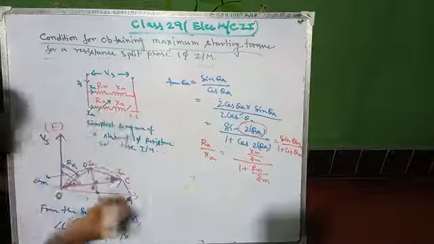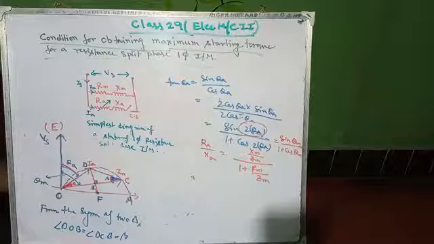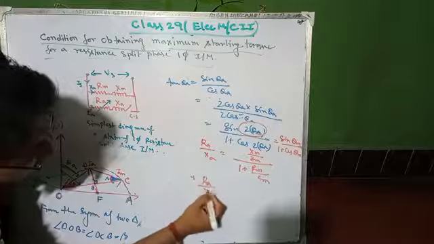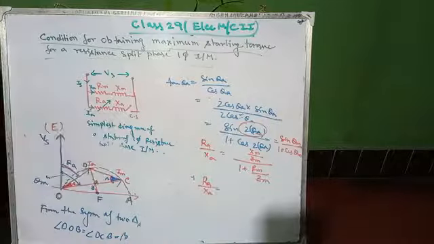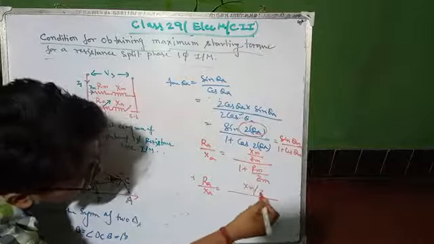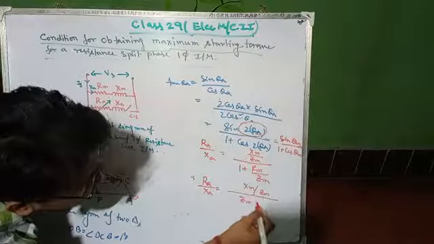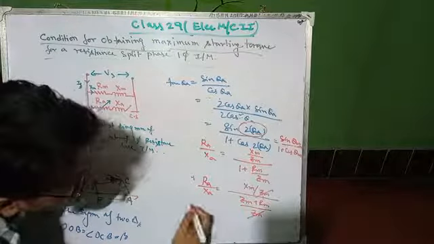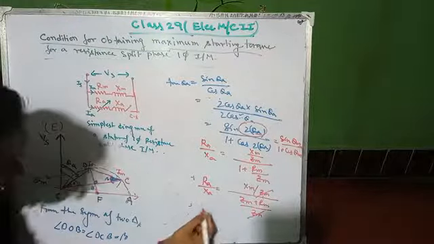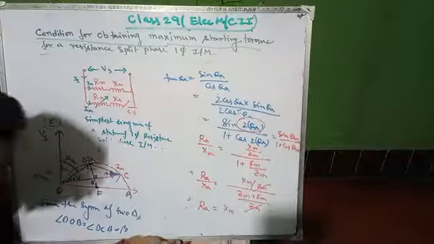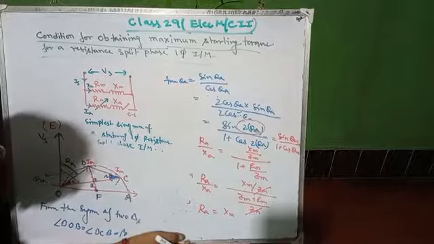Now please calculate it. To calculate it, you can get the exact value of RA for the maximum starting torque. So RA by XA equals, putting XM by ZM over here, it will be ZM plus RM by ZM, right? So ZM should cancel out.